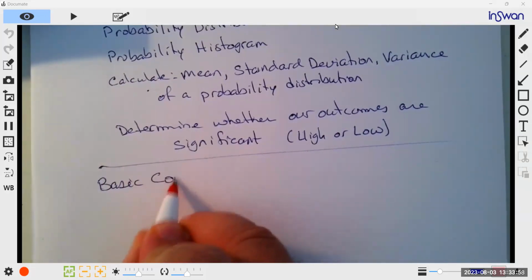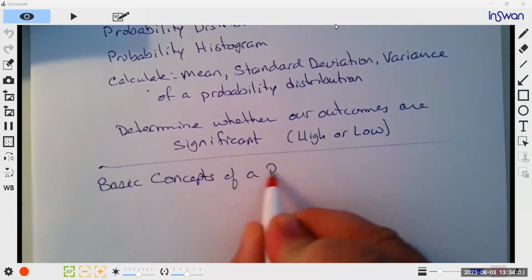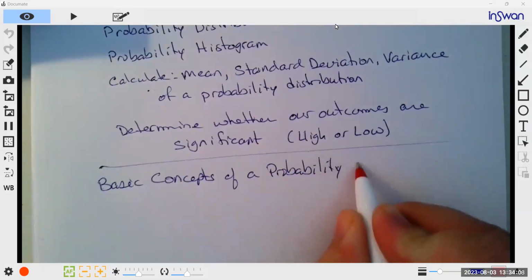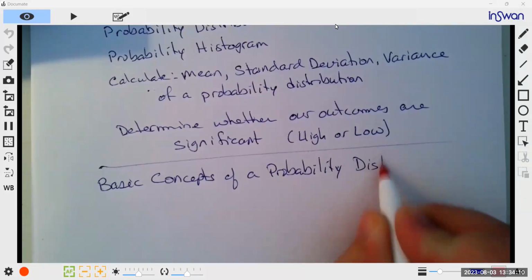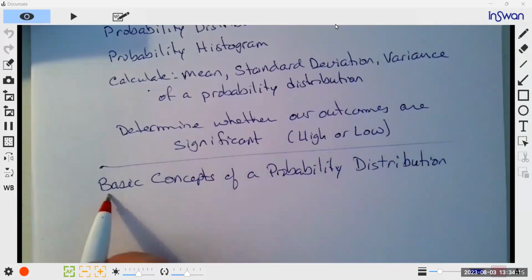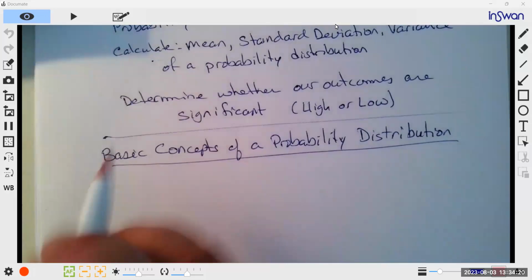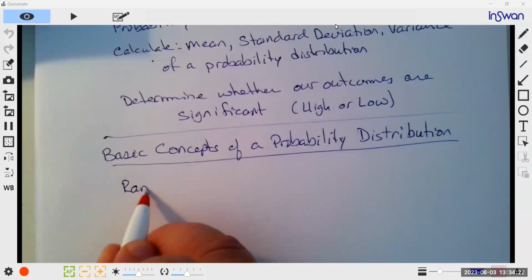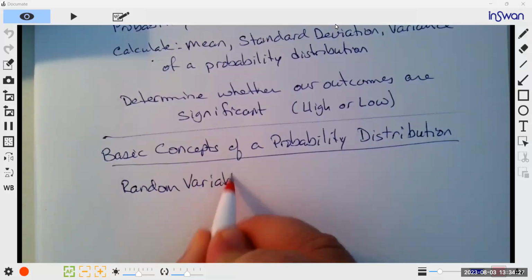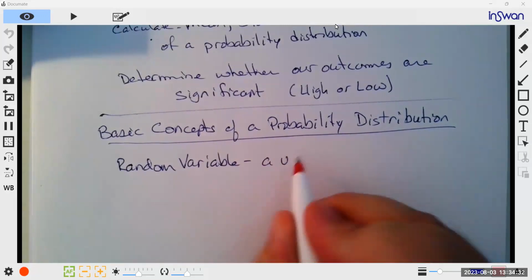The basic concepts of a probability distribution. Again, all the words. Let's define random variable. Random variable is a variable or variables.